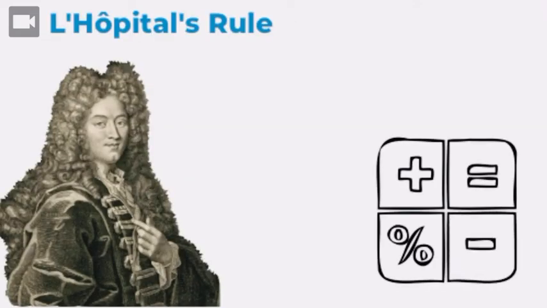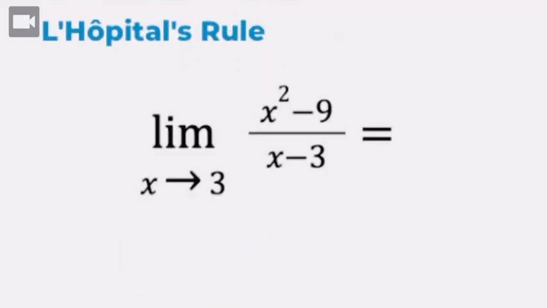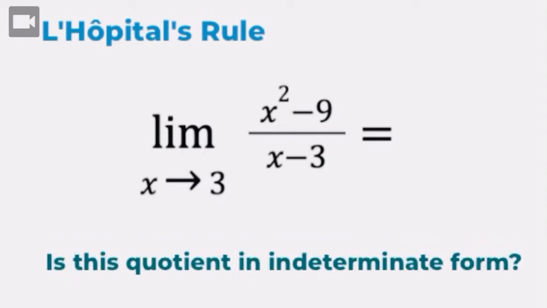Alright, that was pretty cool. Let's look at another example. Let's say that we need to find the limit of this expression here. We see that it's in quotient form, so we know that we have the option of using L'Hôpital's rule as long as it is in indeterminate form.